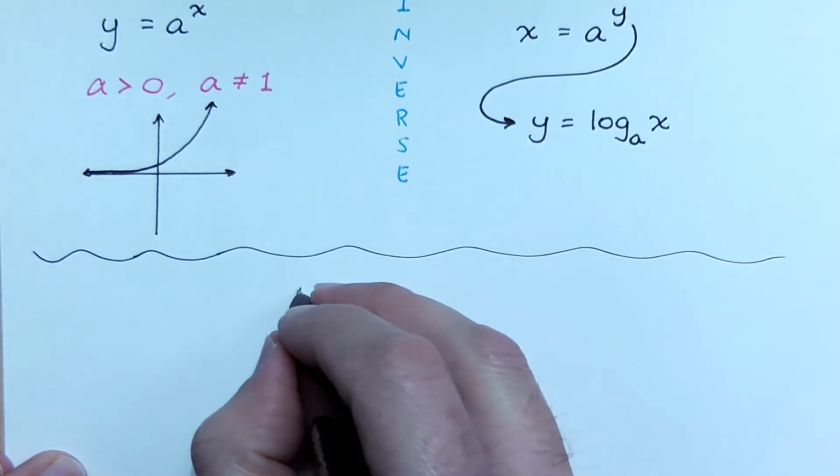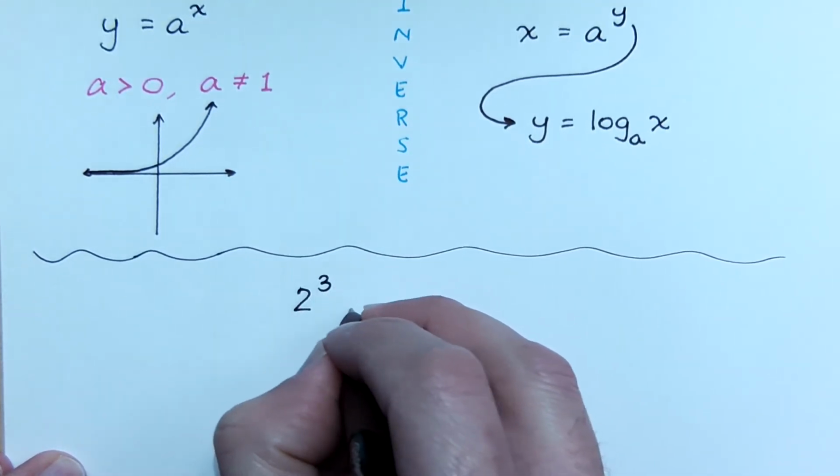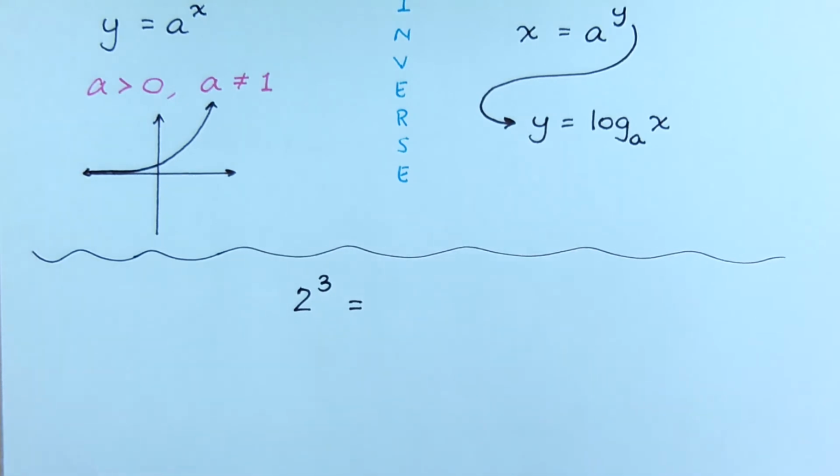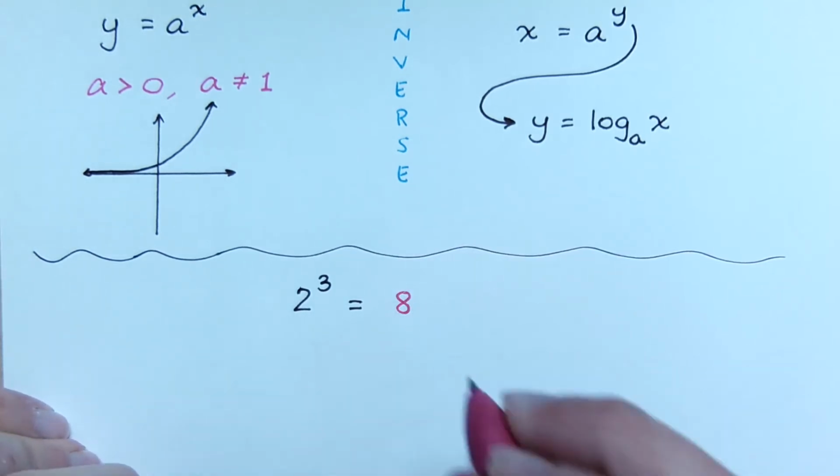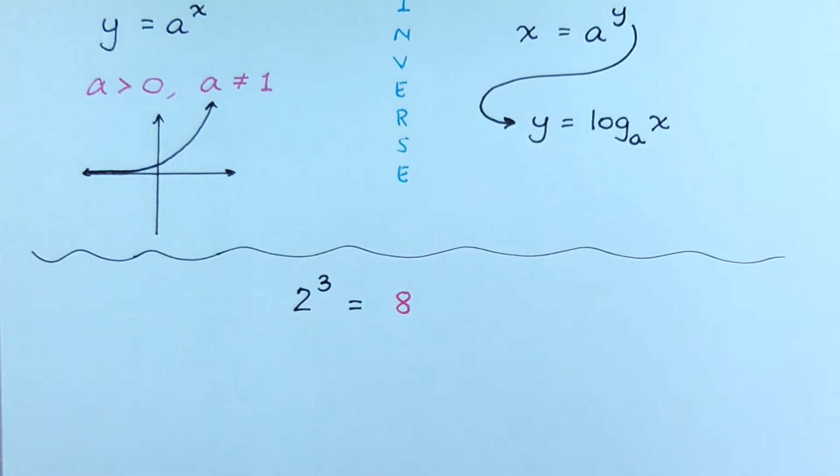If I were to write 2 to the third power, you guys know what that equals, right? 8. Good, good. One person out of the whole class. So 2 to the third is 8. This is a known relationship, right? Now, I want to look at this relationship from different perspectives.